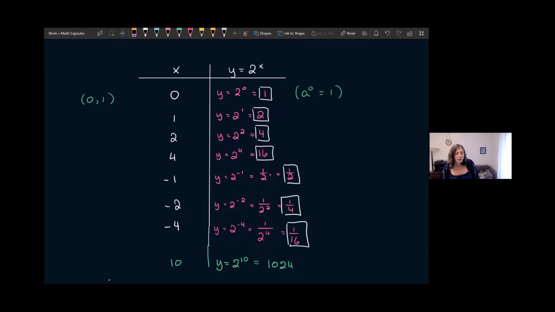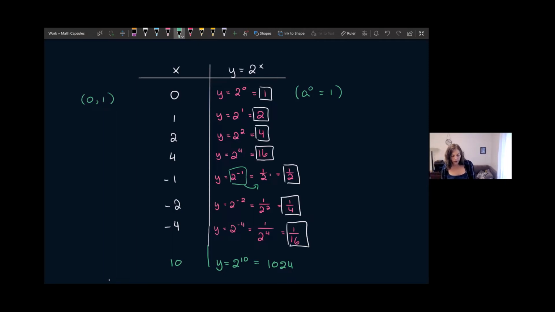What about the negatives? Well, when I evaluate the negative exponents, I have to use that property that a to the power of a negative number is going to be the reciprocal of a to the positive version. So when I plug in x equals -1, 2 to the -1 becomes the reciprocal of 2, so 1 over 2 to the power of +1. And same goes for all of them.